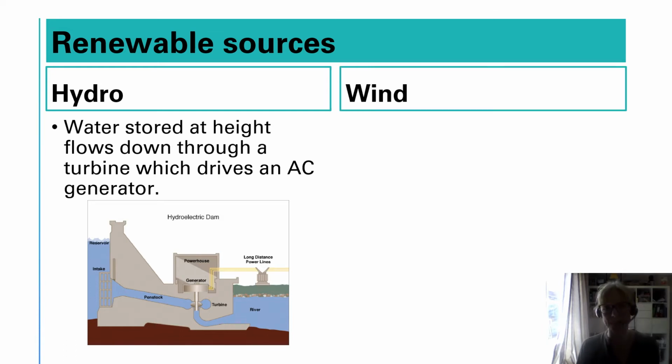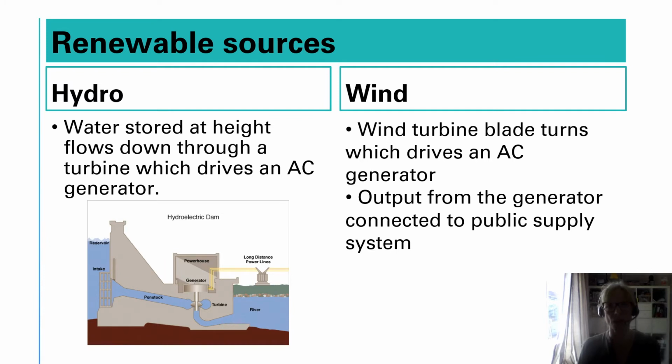And then we have a wind turbine, which is similar. It's just the motion of the wind that turns the blade, which then drives an AC generator, and the output from the generator is then connected to the public supply, the same as in the hydro example we've got there.